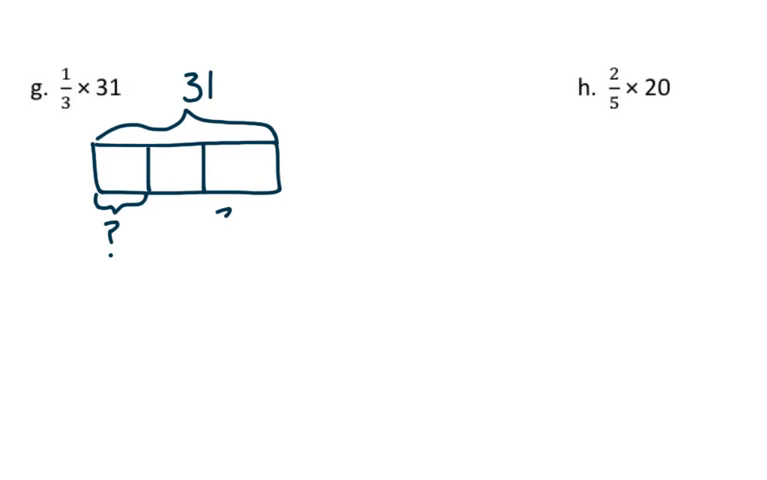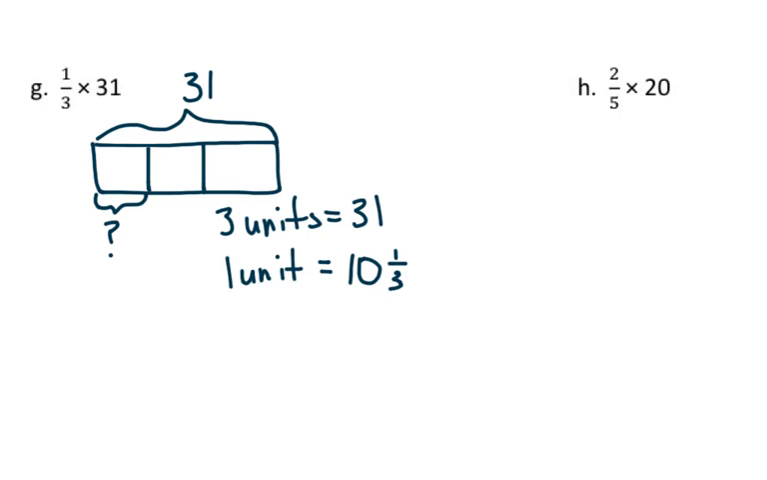So I know that the 3 units is equal to 31. So what's 1 unit going to be? So 1 unit is going to be taking 31 and dividing it by 3, and I would get 10 and 1/3.